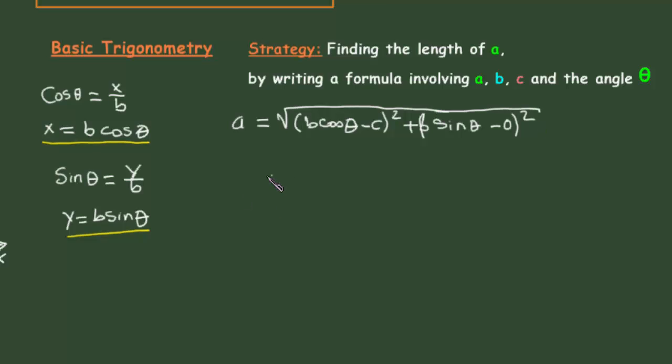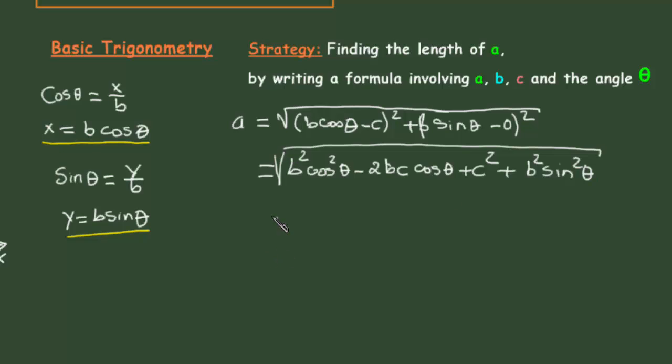Okay, so now we can distribute or multiply out under the square. That's going to give us b squared cosine squared of theta minus bc cosine of theta minus 2bc cosine of theta, and plus c squared plus, because 0 doesn't mean a thing here, it's going to remain, b squared sine squared of theta, and the whole thing under a big square root.